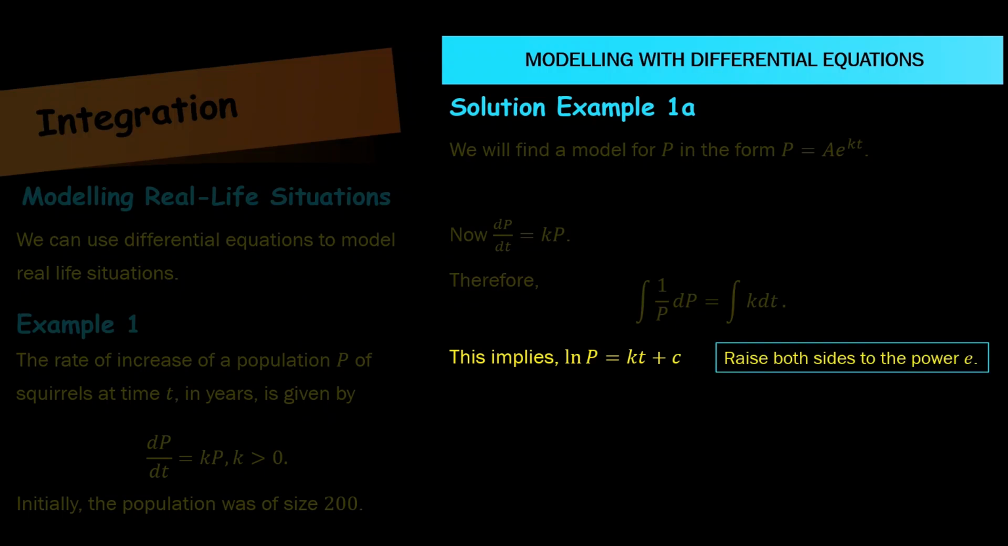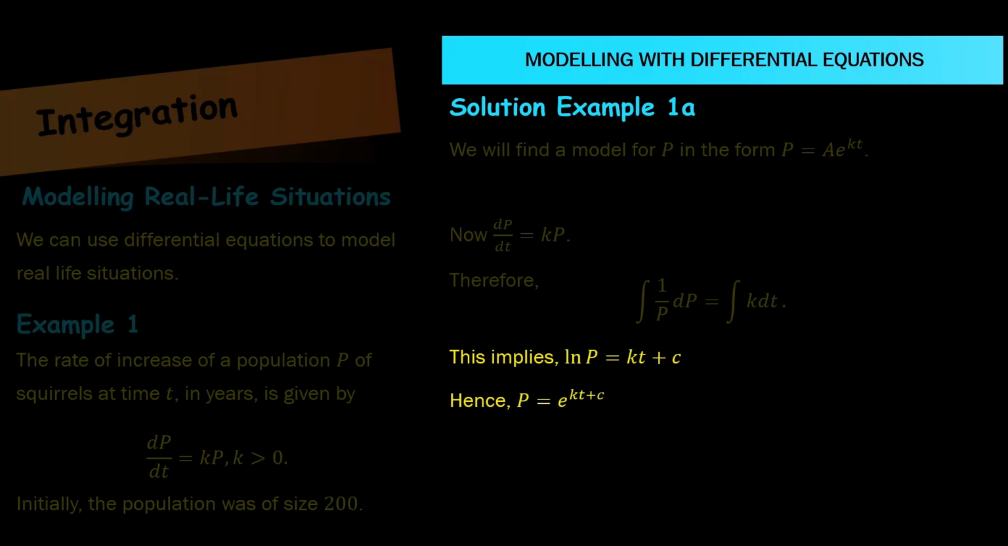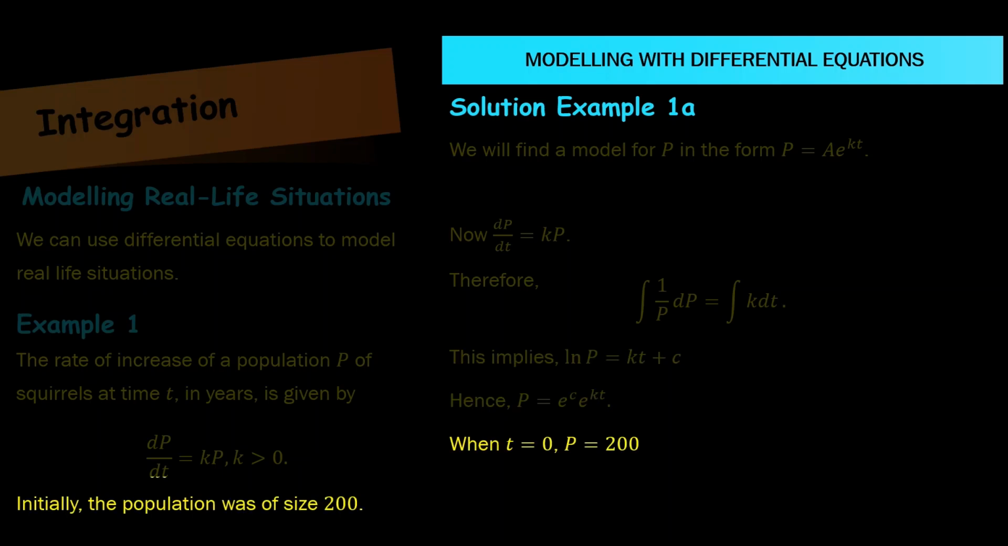We now raise both sides to the power e. And of course, e to the power ln P gives us P. So we have P equals e to the power kt plus c, which can also be written as e to the power c times e to the power kt. Now when t equals 0, we know that P is equal to 200, so we can now find the value of c.